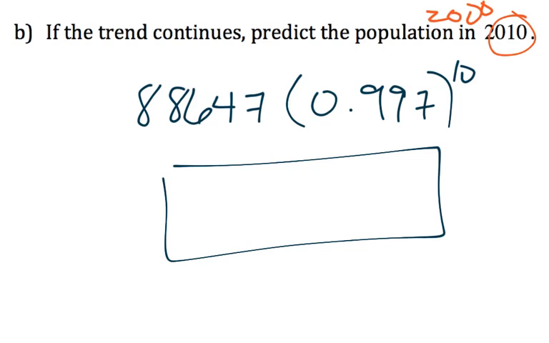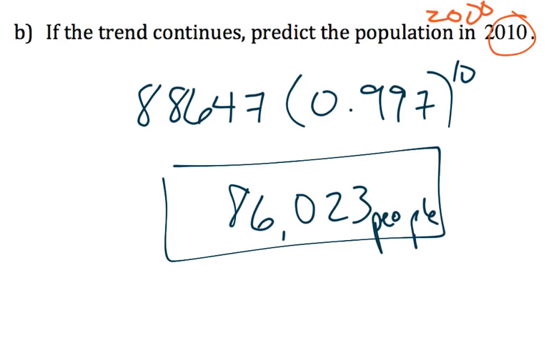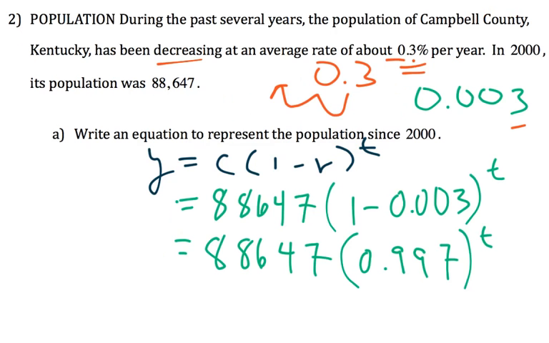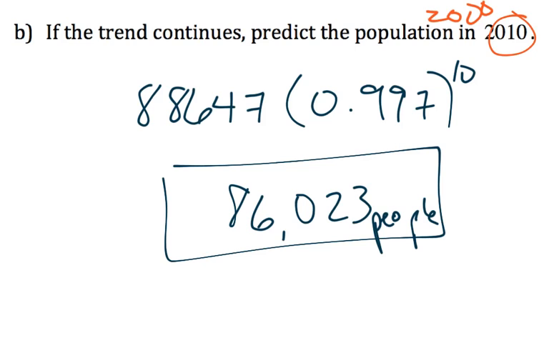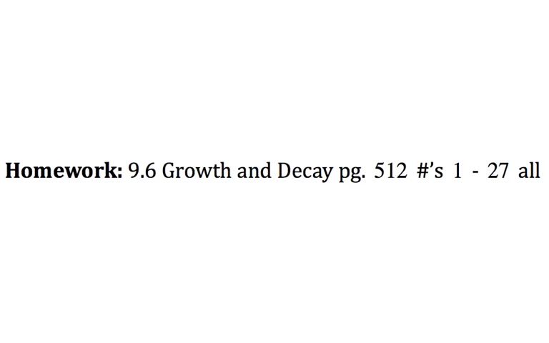So I'm going to type this on my calculator, 88647 times the quantity 0.997 raised to the power of 10. And once I round this one, I got 86,023.2 people. So I'll just write people. Now that's not a dramatic reduction. Well, that makes sense to me if I think about the fact that it is a 0.3% decrease. That's not wild. It's not like there was some sudden craze to exit the town.